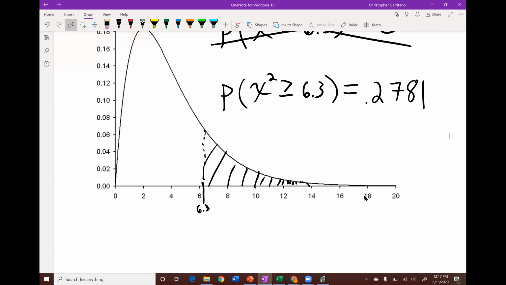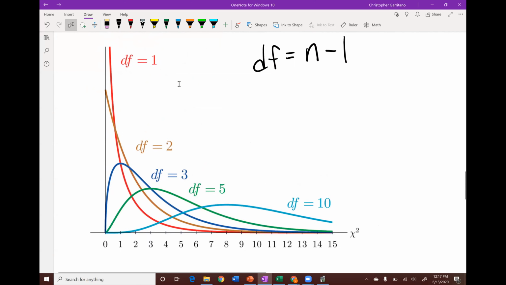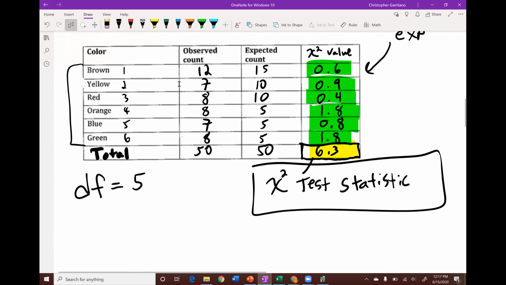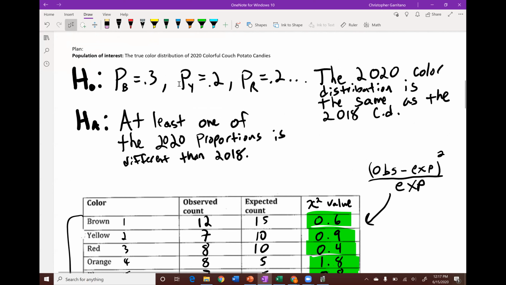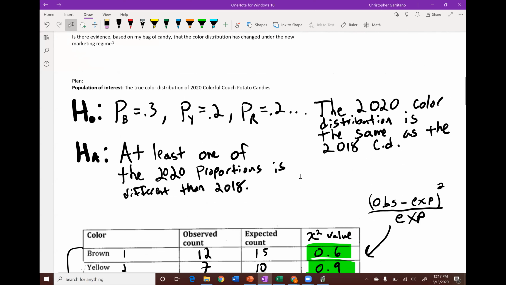And a p-value of 0.2781 is very large, larger than any reasonable alpha value, and therefore we would end up failing to reject the null hypothesis. And we do not have evidence to support the alternative. So let's go back to what that context was. So the alternative hypothesis was that at least one of the 2020 proportions is different than 2018. We don't have evidence to support that.